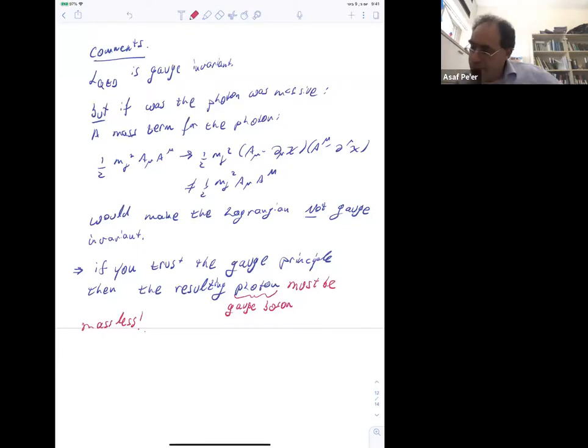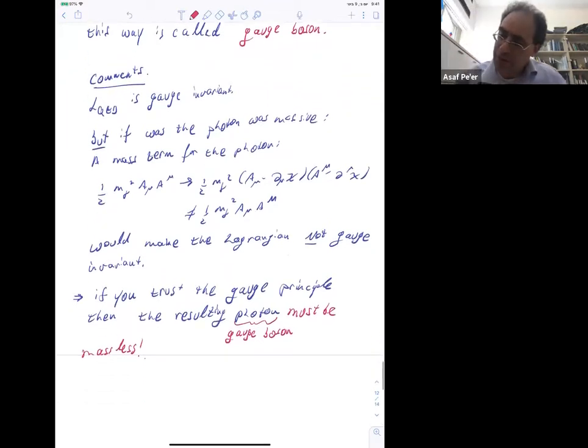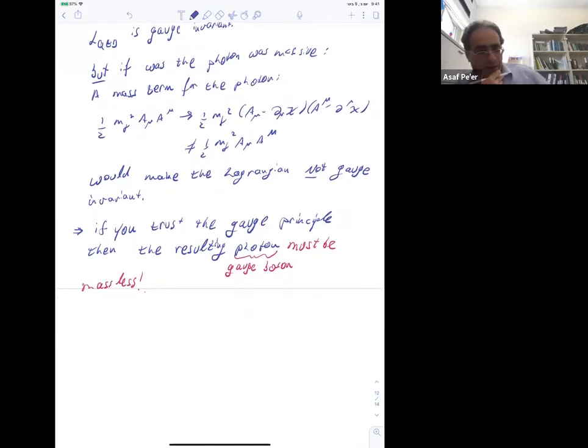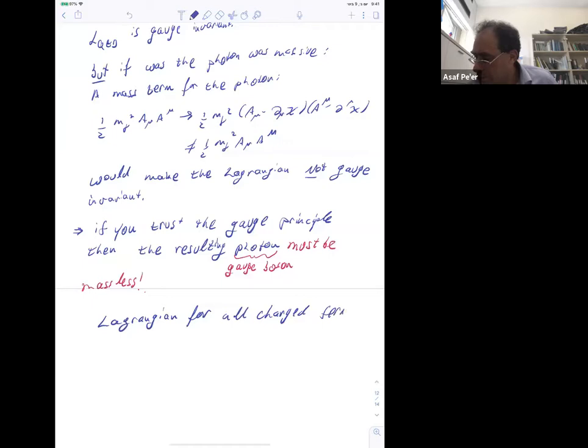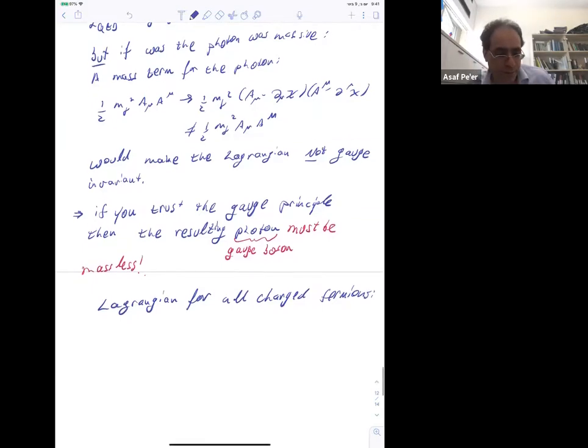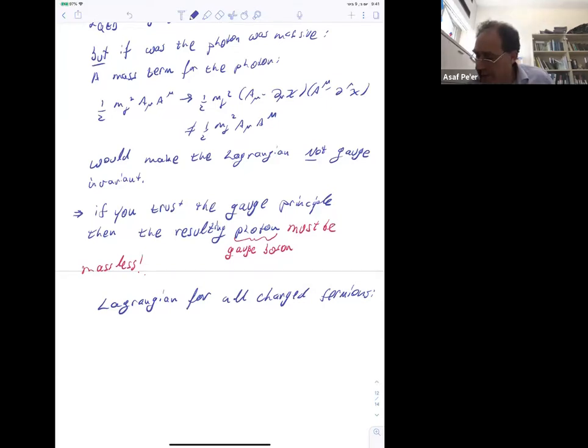Now this is true for the electron. So QED can work out for any electromagnetically charged particles, or any charged fermions. But if we want to apply QED to all charged fermions, then it's pretty simple. We simply have to sum up over all the fermions. So if we write the Lagrangian for all charged fermions, that's quite straightforward. Simply add all the terms.